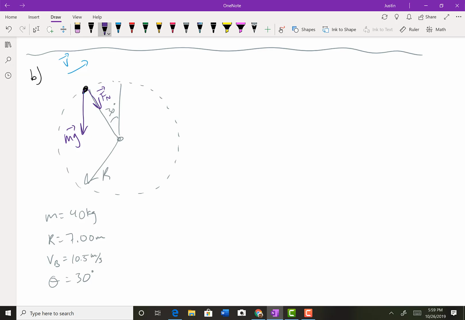Because it's always pointing perpendicular to a surface, so the child's seat would be pointing like that, perpendicular to the surface. Okay, so what I want to do here is make my axis again like this. Pointing towards the center is going to be positive, pointing away from the center is going to be negative.